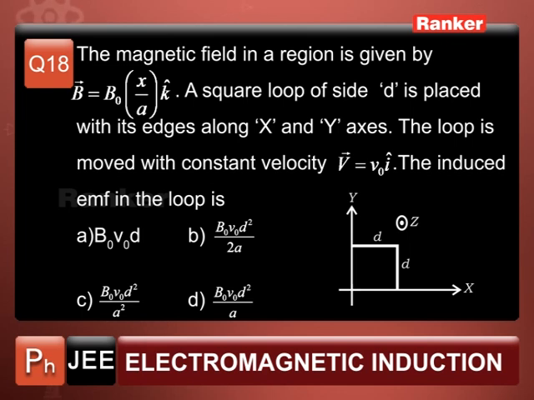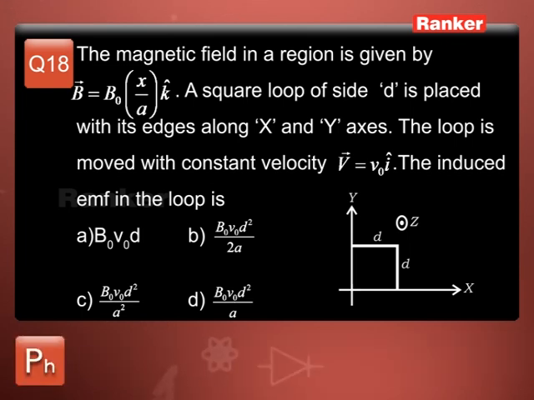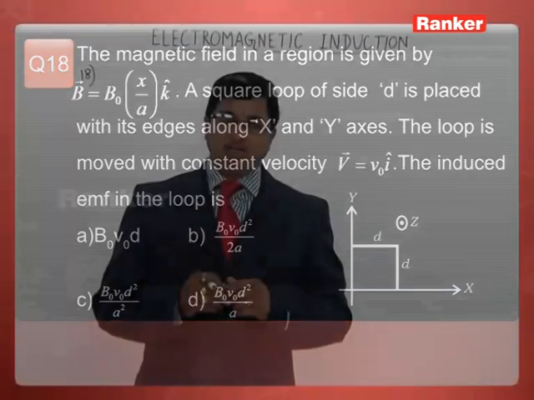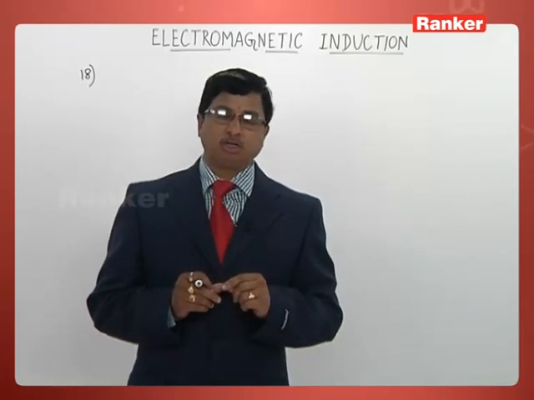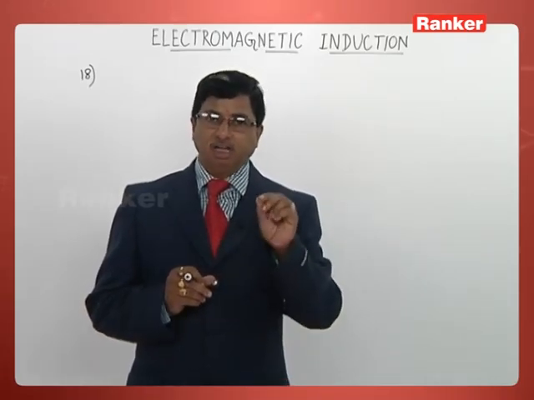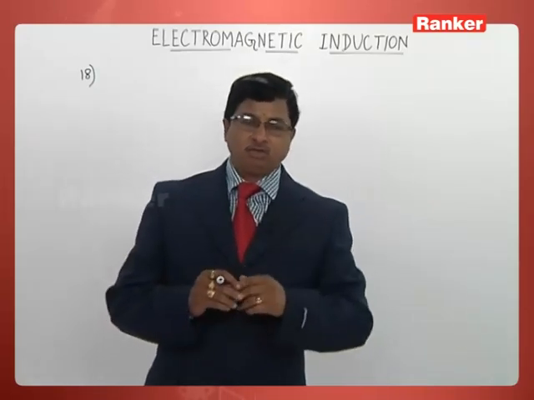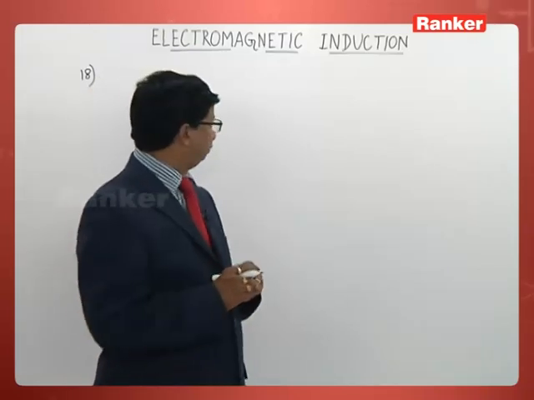The very first option says B naught V naught D. Second option is B naught V naught D square by 2A. And third option says B naught V naught D square by A square. And fourth option is B naught V naught D square by A. In fact, the correct option for this particular problem 18 is D. The fourth option is the correct option for us. Let us now check what are the values given first.